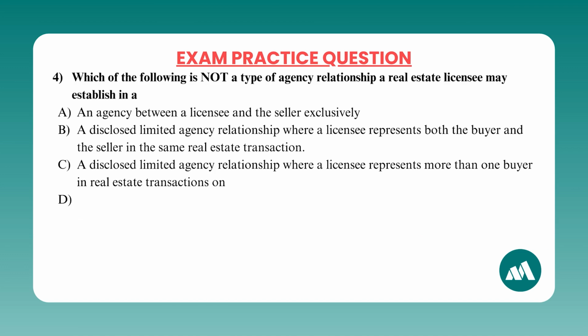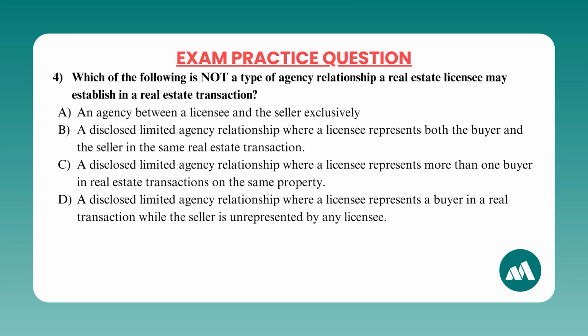Number 4, which of the following is not a type of agency relationship a real estate licensee may establish in a real estate transaction? Is it A, an agency between a licensee and the seller exclusively? B, a disclosed limited agency relationship where a licensee represents both the buyer and the seller in the same real estate transaction? C, a disclosed limited agency relationship where a licensee represents more than one buyer in real estate transactions on the same property? Or D, a disclosed limited agency relationship where a licensee represents a buyer in a real estate transaction while the seller is unrepresented by any licensee?